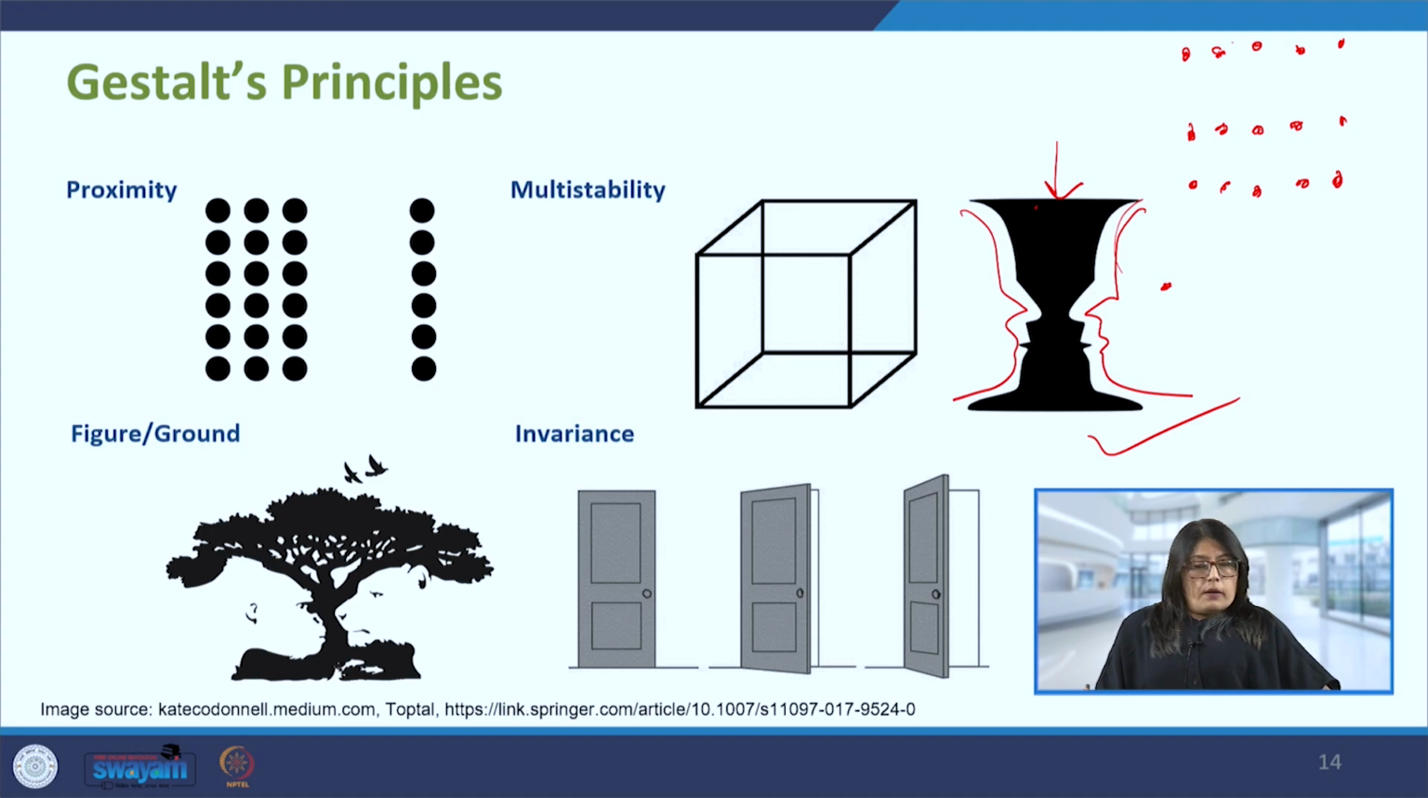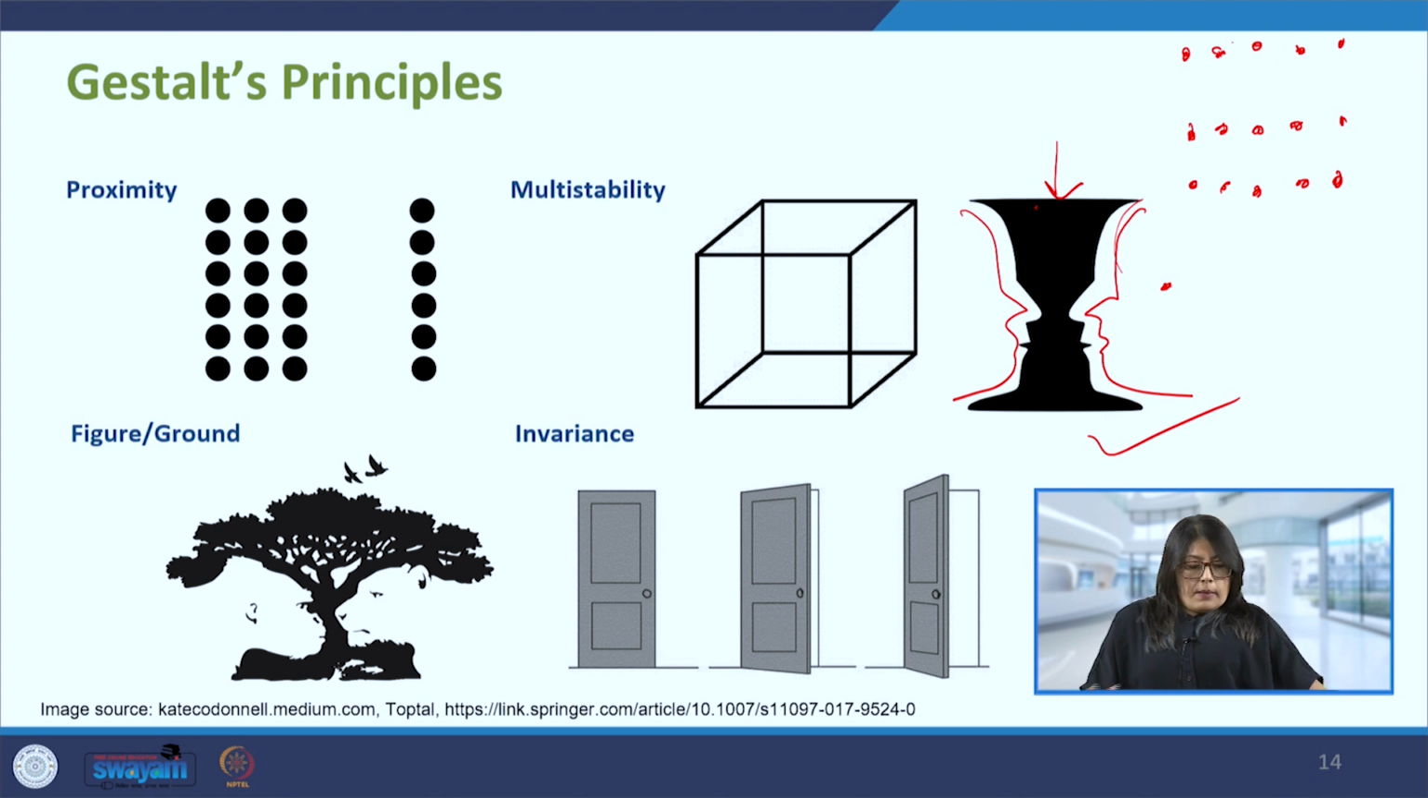It's quite an in-depth area of study, but here we can see that the figure is the tree and the rest is the ground. Sometimes figure and ground and multi-stability may be confused. There is some overlap between the two, but both are 2 different concepts.